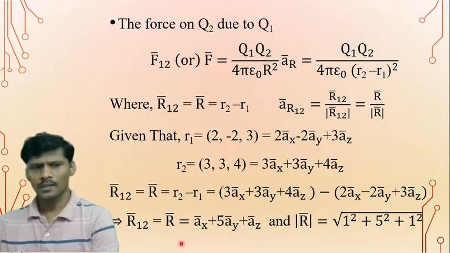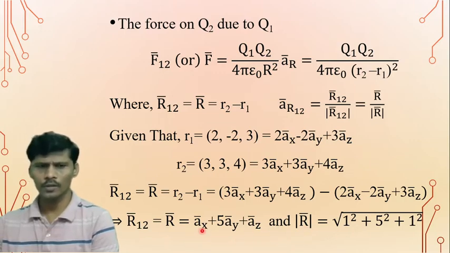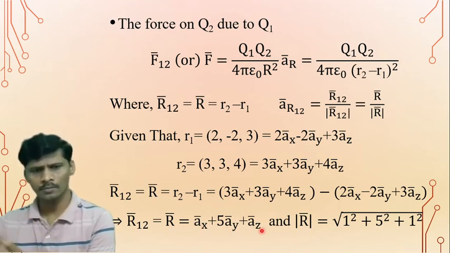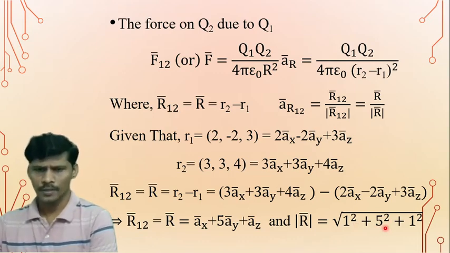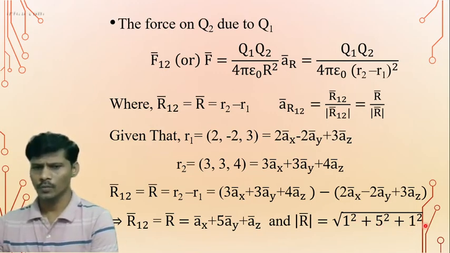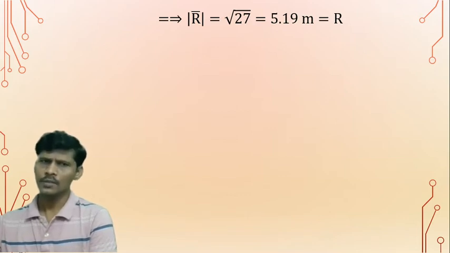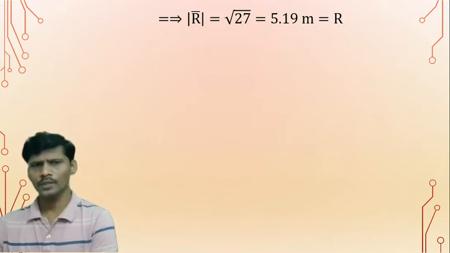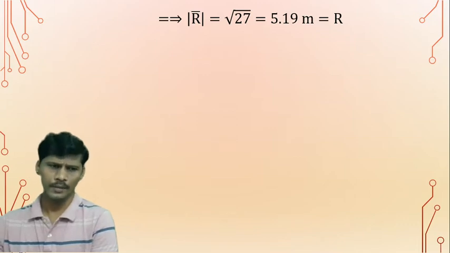And after that, take the magnitude on both sides. Magnitude of r bar is equal to square root of ax bar component is 1, ay bar component is 5, az bar component is 1. So that is square root of 1 square plus 5 square plus 1 square. 1 square is 1, 5 square is 25, 1 square is 1. 1 plus 25 plus 1, 27. R is equal to square root of 27. Square root of 27 is 5.19 meters.